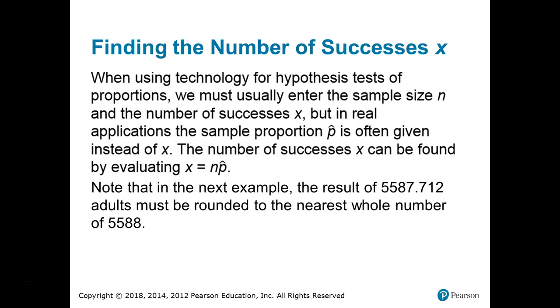Finding the number of successes x. When using technology for hypothesis tests of proportions, we usually must enter the sample size n and the number of successes x. But in real applications, the sample proportion p hat is often given instead of x. So you just have to know that the number of successes can be found by doing x equals n times p hat. So in the next example, the result of 5,587.712 must be rounded up to the nearest whole number of adults, meaning 5588.